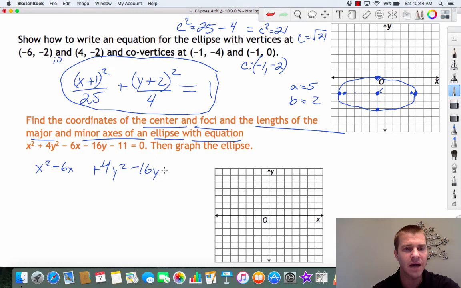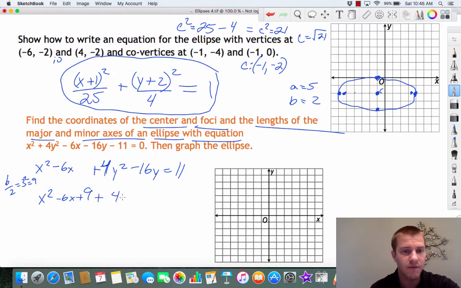And I'm going to get the constant on the other side. And let me complete the square for each of these. So this is going to be x squared minus 6x plus, and the b divided by 2 squared becomes 3 squared, which is 9. So I'm adding 9 here.